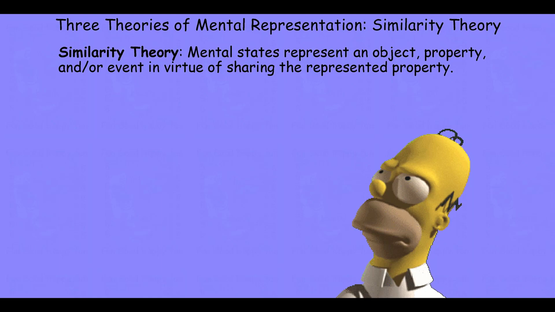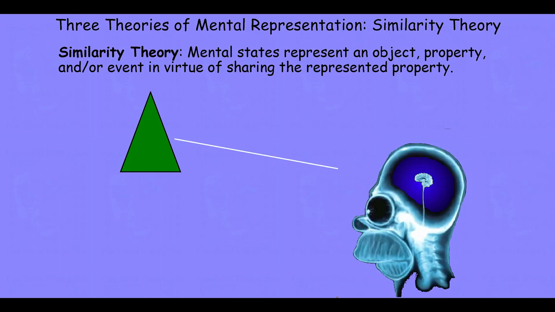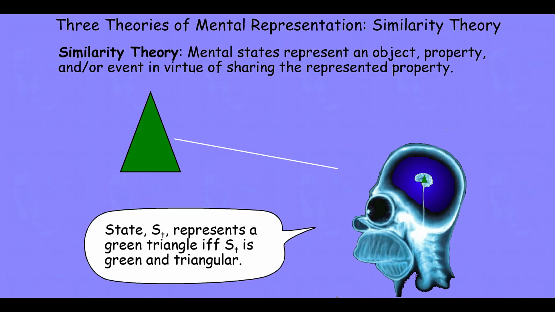Similarity theories hold that mental states represent some object or property or event or relation in virtue of sharing that property with the represented object or the represented property and so on. So if Homer is representing a green triangle out there in the world, Homer would do that by having a mental state that, if we took our philosophical fMRI and put him in there, we would be able to visualize a little green triangle. Represent a property of an object by having those same properties. Hence, a state ST represents a green triangle if and only if that state ST is both green and triangular.